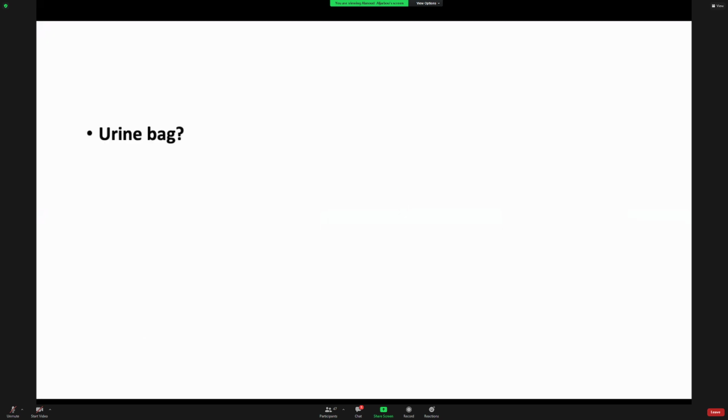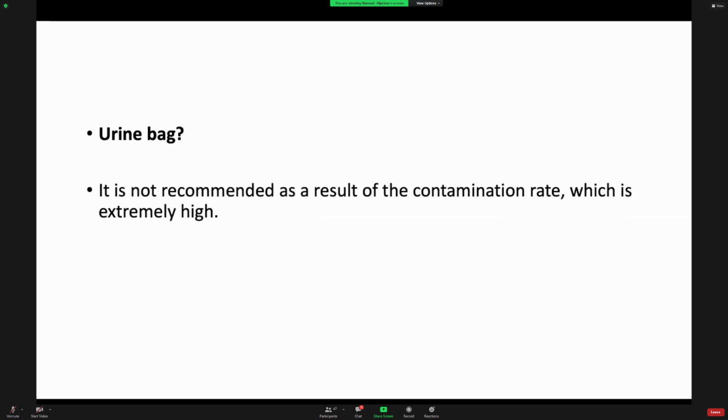So what about collection of urine through a urine bag? It's not recommended because of high contamination. It's only helpful if it is negative because it will rule out UTI. But if it is positive, we don't know if it's contamination or a real infection. So it's not recommended to take urine through a urine bag.